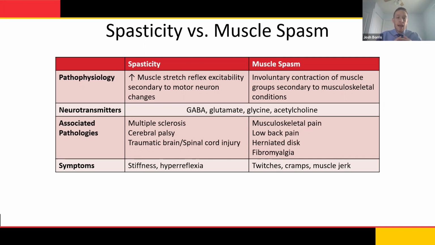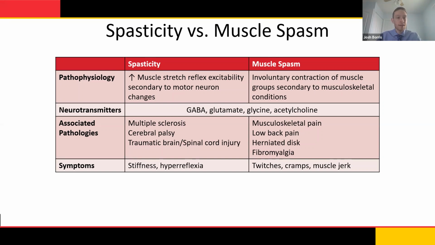Between both, we see GABA, glutamate, and glycine play a role, and acetylcholine as well. GABA, glutamate, and glycine are either excitatory or inhibitory: GABA is inhibitory, glutamate and glycine excitatory. They go into the development of spasticity and maybe some of the motor neuron firing that we see. So we think they're more associated with spasticity, but that acetylcholine has a role to play in muscle contraction as well, so that's also associated with both muscle spasms and spasticity.